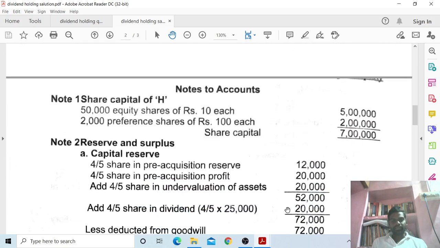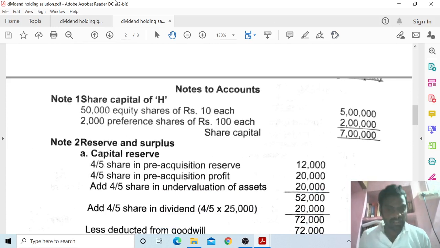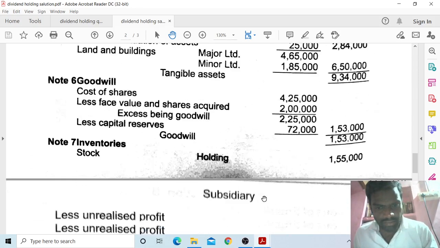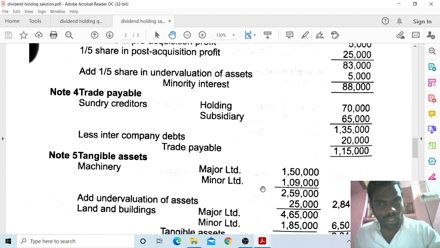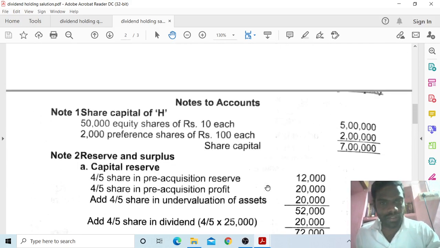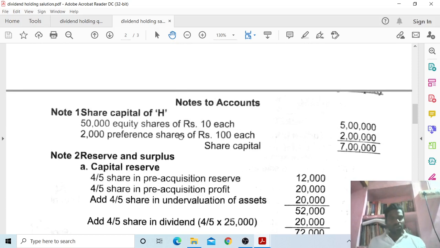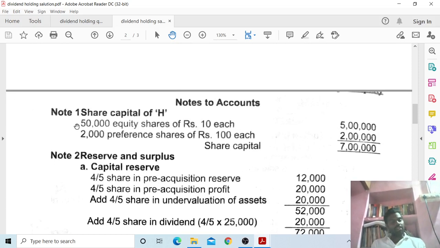Next, now let us see the notes to accounts for the consolidated balance sheet. First one, let us see the notes to accounts. Note number 1, share capital of holding company.